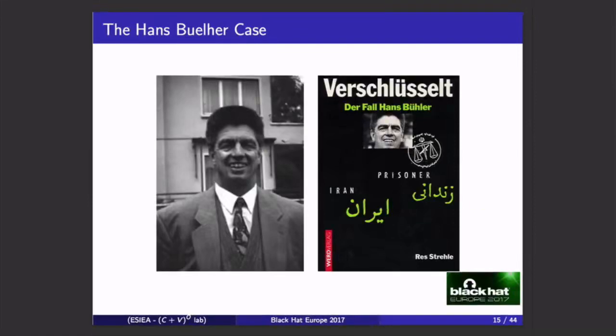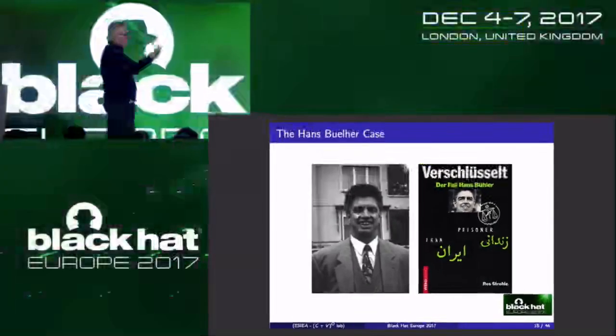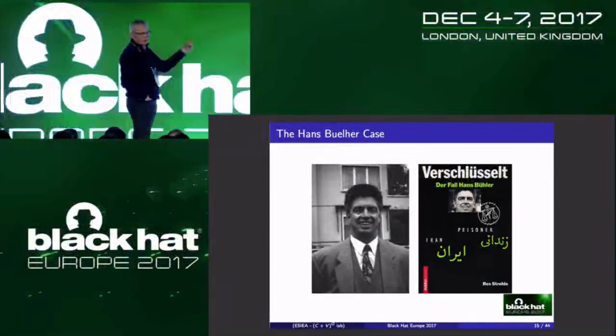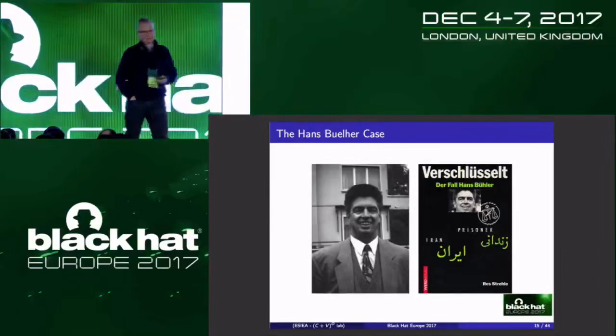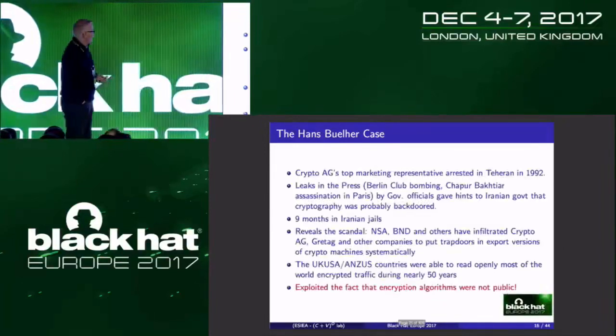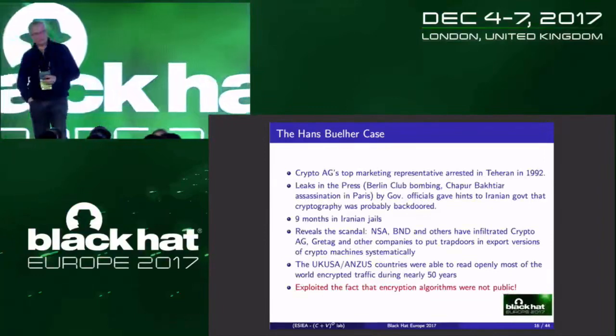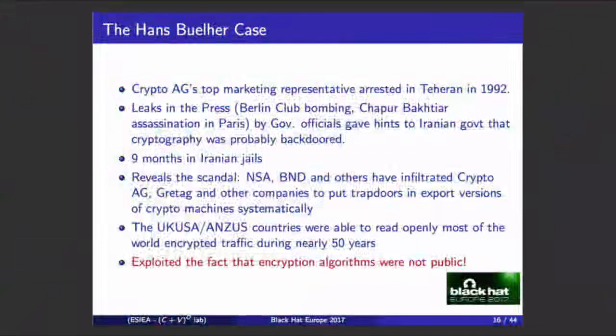So, Hans Buehler, I strongly advise you to read this book. Unfortunately, it is in German, but I'm currently trying to find time to translate it. It is a full story. In fact, he was the top representative from Crypto AG, and he had been arrested in Iran in 1992 because, due to some leaks in the press around terrorist attacks by governmental officials, the Iranian government was convinced very quickly that their crypto machines bought from Crypto AG were rigged.